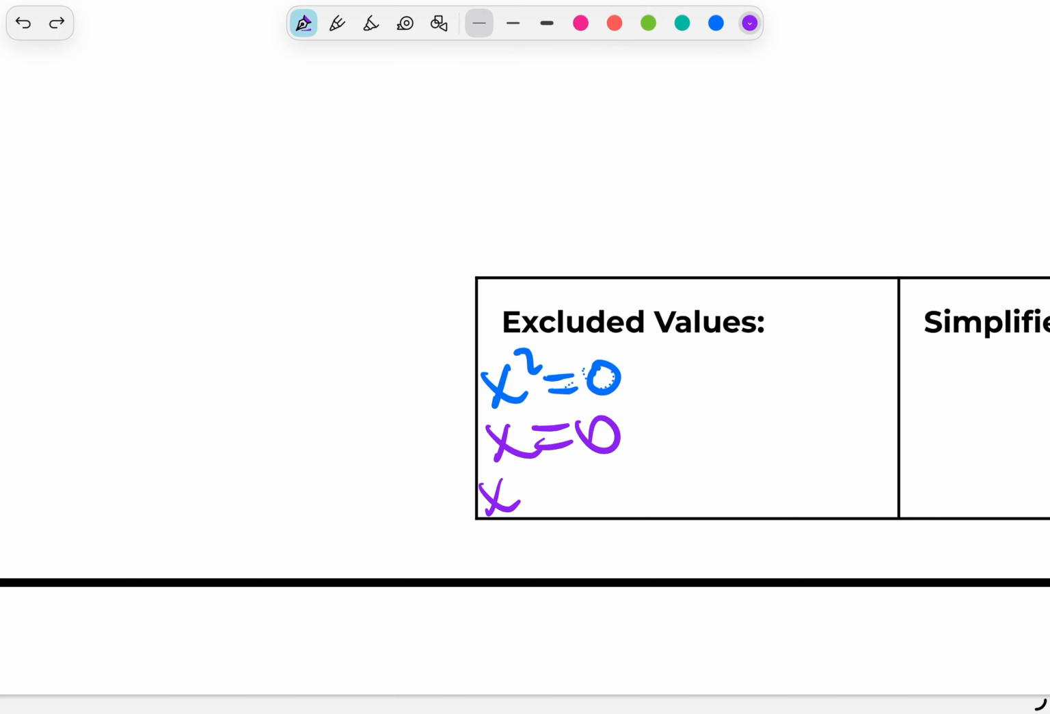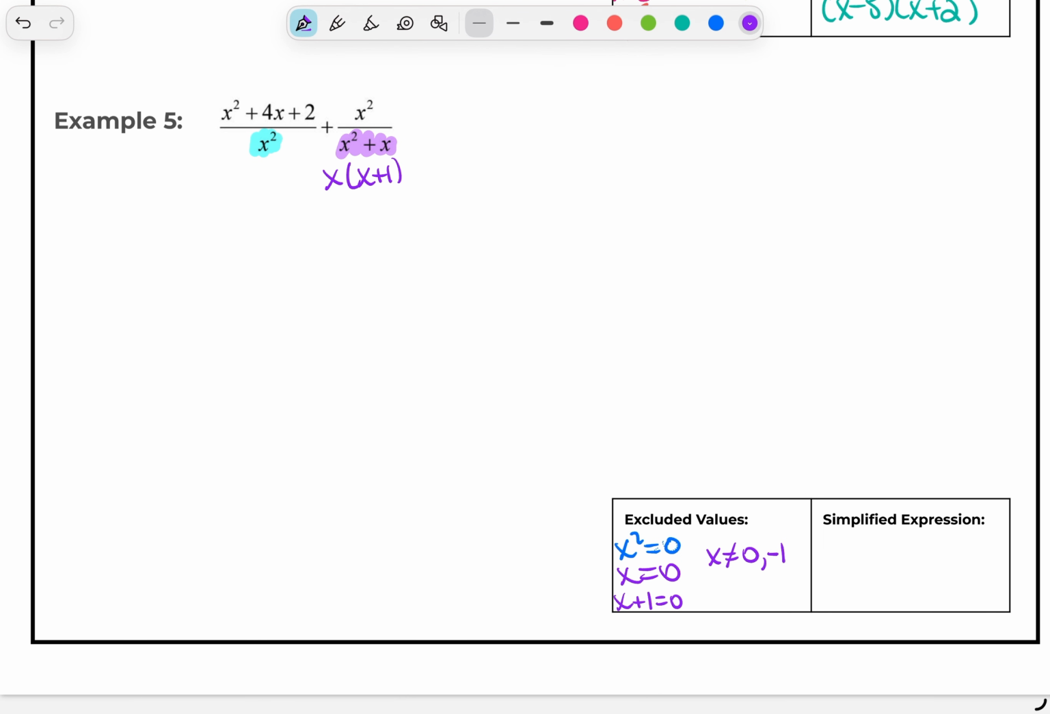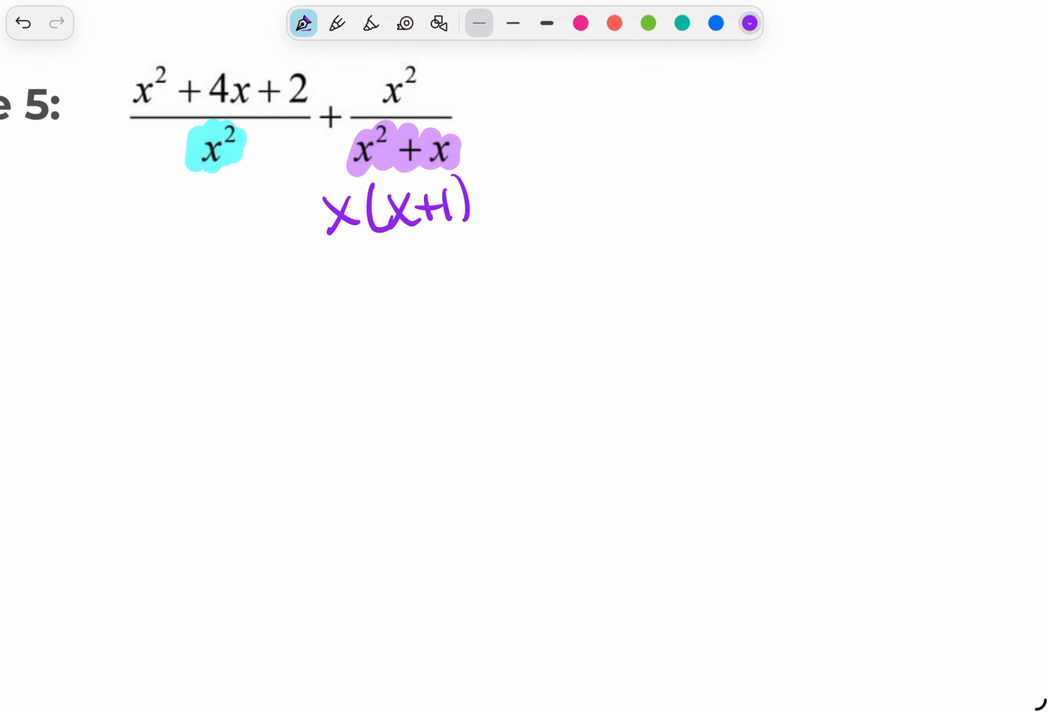I have all the factors of my denominators. And so when I solve that first one, I would get a 0. The second one is also 0, so I don't have to write it again. And then our third factor would end up giving us a -1. So only 2 excluded values from there. Next up, we would look for commonalities so we can create a common denominator.